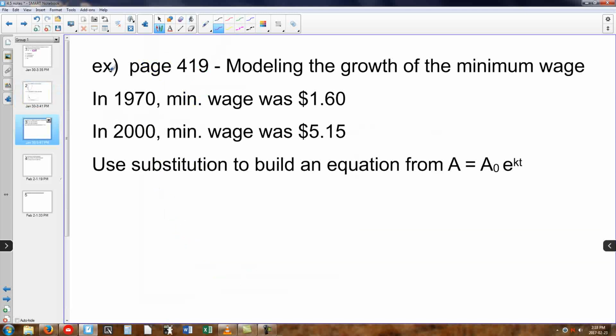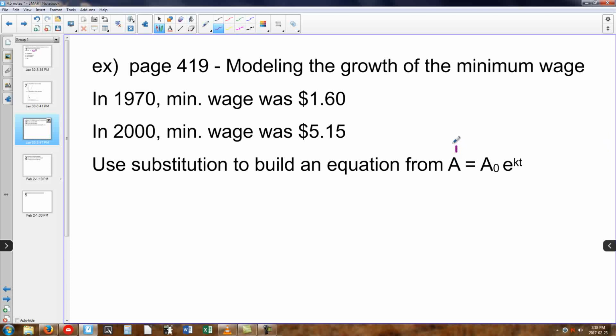So an example on page 419 talks about minimum wage and the change or growth in minimum wage. In 1970, we're told that the minimum wage was $1.60. Think about that for a minute. In 2000, it was $5.15. And we want to use substitution to figure out what this equation is.